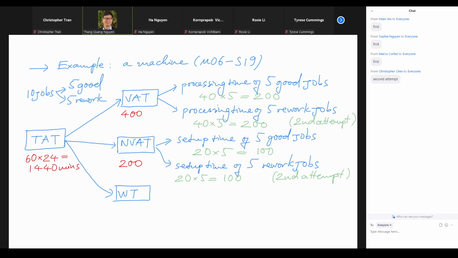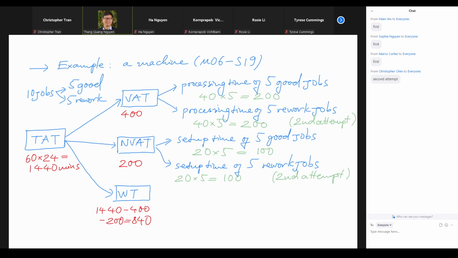All right, so we're done with the value added time and the non-value added time. Then, you know what, even before we know the details about the waste time, we can calculate the total waste time, right? Because we already know the total available time right here. We just subtract, then we have the total waste time. So for this, we take 1440 minus 400, minus another 200, then we have 840 minutes, right? Waste time in total.